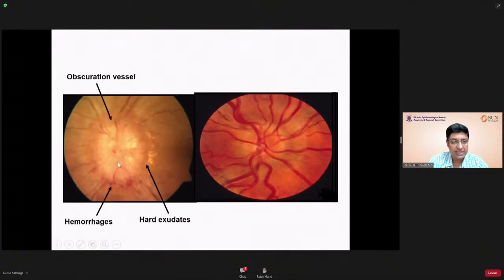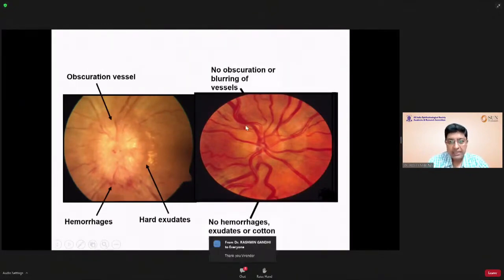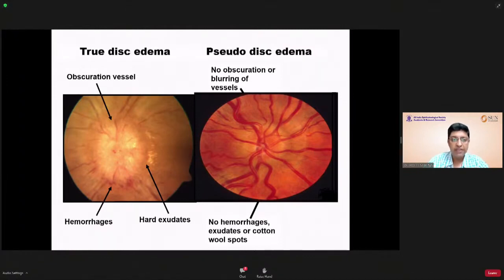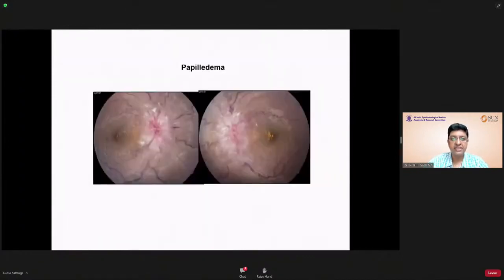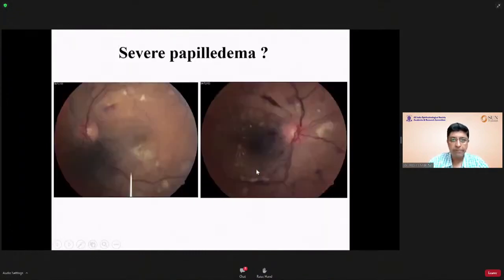So this is how you would see some features here. There is true disc edema, the vessels are obscured, and there are a lot of hemorrhages and exudates. On the other side, while the disc margins do not appear sharp and you do not see a clear margin, you can see that the vessels are normal, there's no obscuring, and there are no hemorrhages, exudates, or cottonwool spots. So this is the initial look when you're looking at a true versus a pseudo disc edema. This is exactly what a papilledema or a true disc edema would appear like.